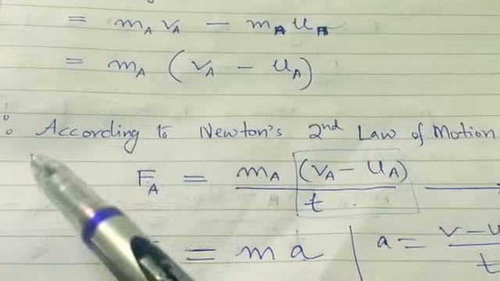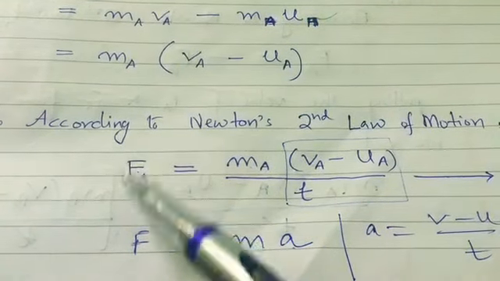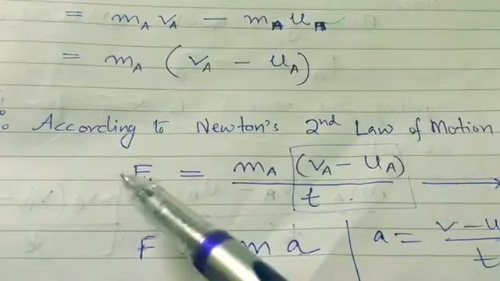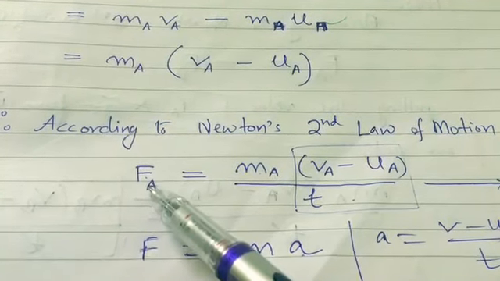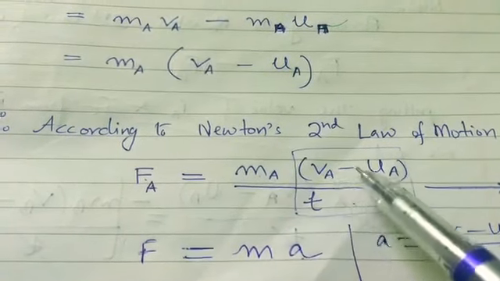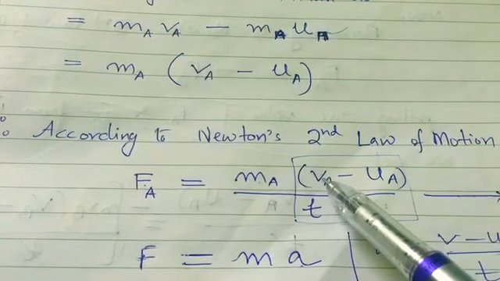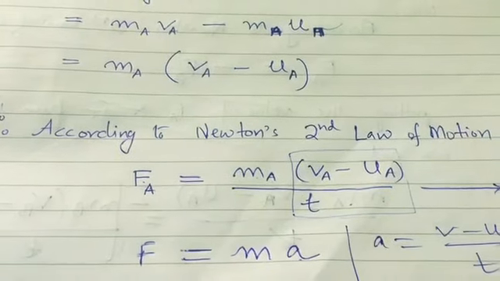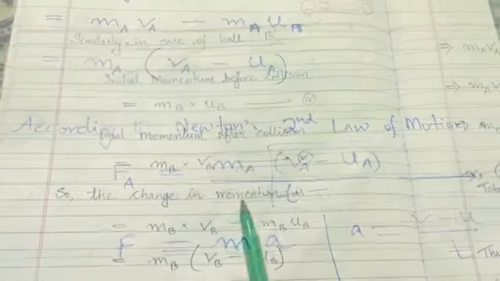Acceleration. So according to Newton's second law of motion, আমি কি পঢ়িছিলো, যে force is equal to rate of change of momentum. You see, force a means for a ball A, and this is mass of the ball A. This is final velocity of the ball A, initial velocity of ball A time. Clear? Okay. Next, you see.